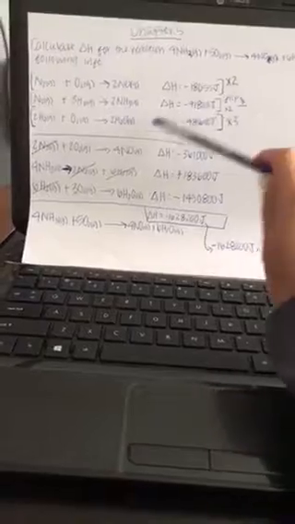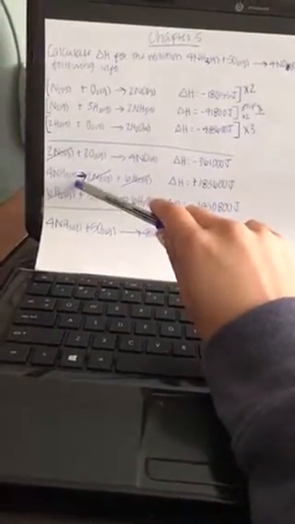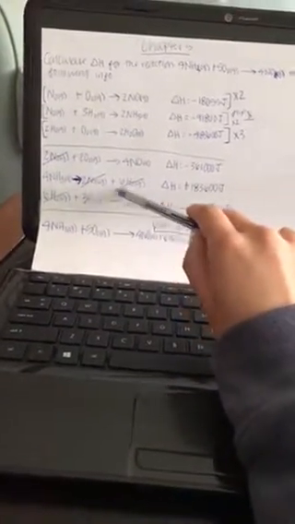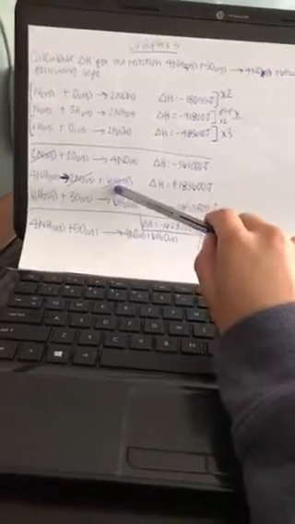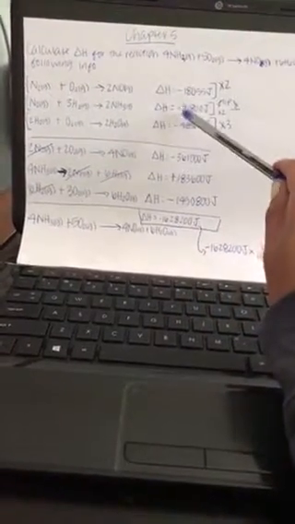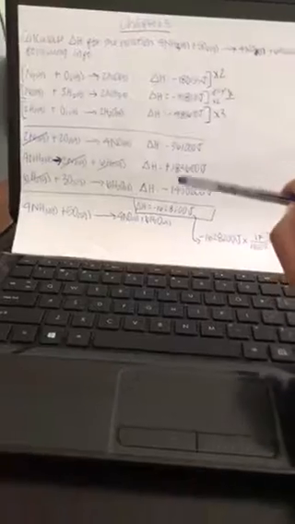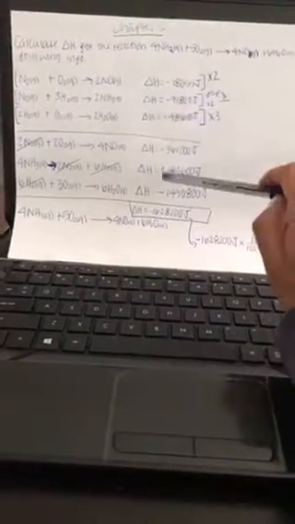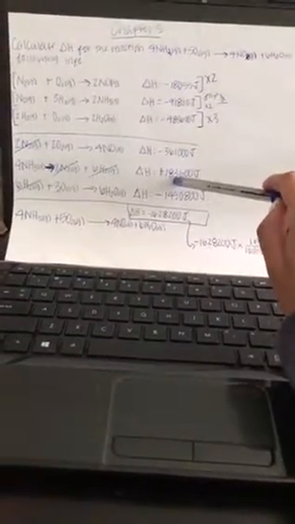And so once you flip it, you get 4NH3 will yield 2N2 plus 6H2 gas. And if we flip the equation, we also have to flip the sign of the delta H, so that no longer is a negative, it's a positive, and then you multiply it by 2.